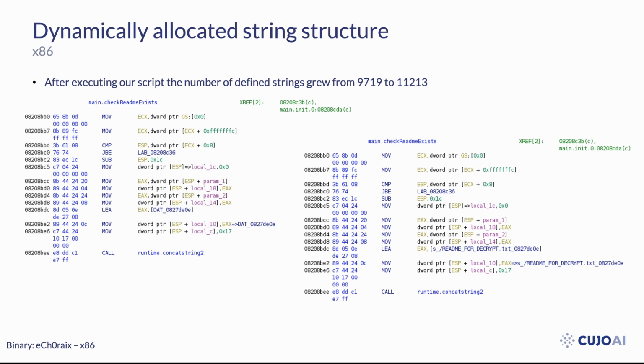And in case of the ransomware example that we have seen before, you can see that from more than 9,000 strings before executing the script, we will get 11,000 strings. And it's the same what you can see here, that before the concat string function is called, it's much easier for a reverse engineer to look at the code, and right there you can see the string that we were just defining.